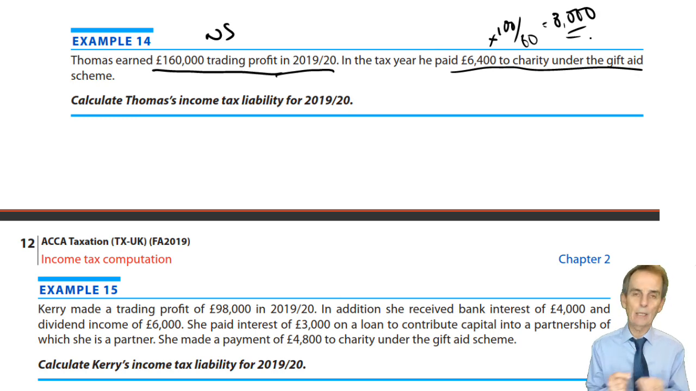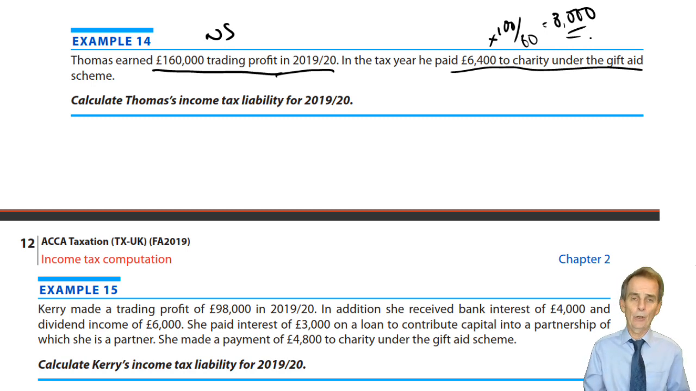But adjusted net income is the figure that we need to compare with the £100,000 and the £125,000 figure. And adjusted net income is net income less these gross payments. Now, 160 less 8,000 is 152. 152 is clearly a whole lot bigger there than 125,000. So yeah, there is no personal allowance. So the £160,000 was total income, was net income, is taxable income. We would then proceed to tax.